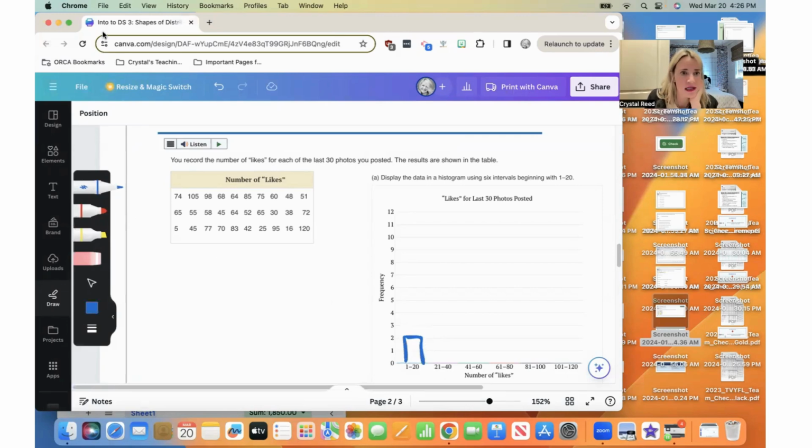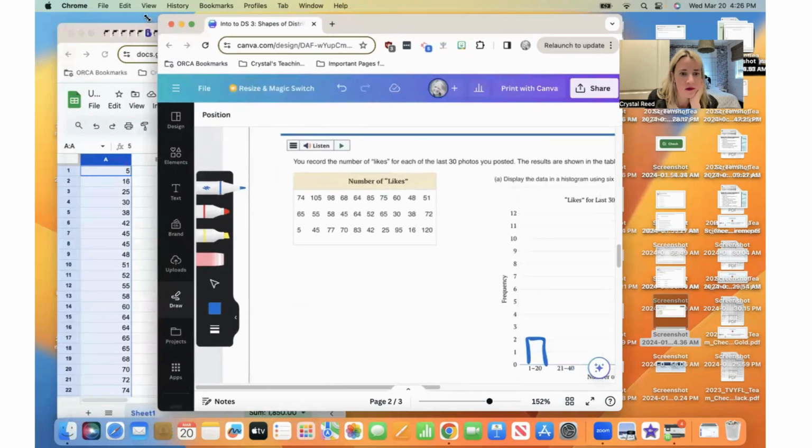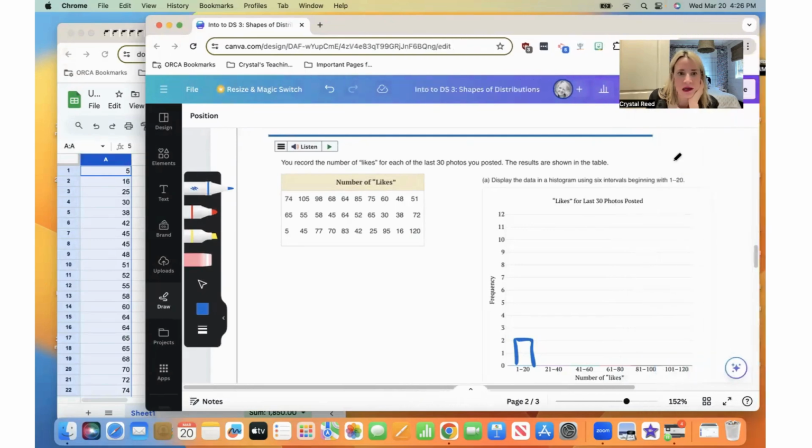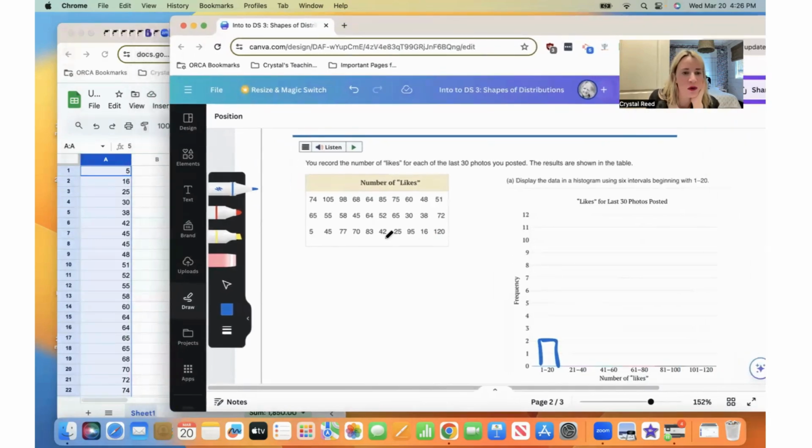All right, next up. Okay, what about next? We have 21 through 40. So 21 through 40 looks like there's 1 photo, 2 photos, 3 photos. So 21 through 40, we're going to have 3 photos. So we're going to go all the way up to the 3rd bar.